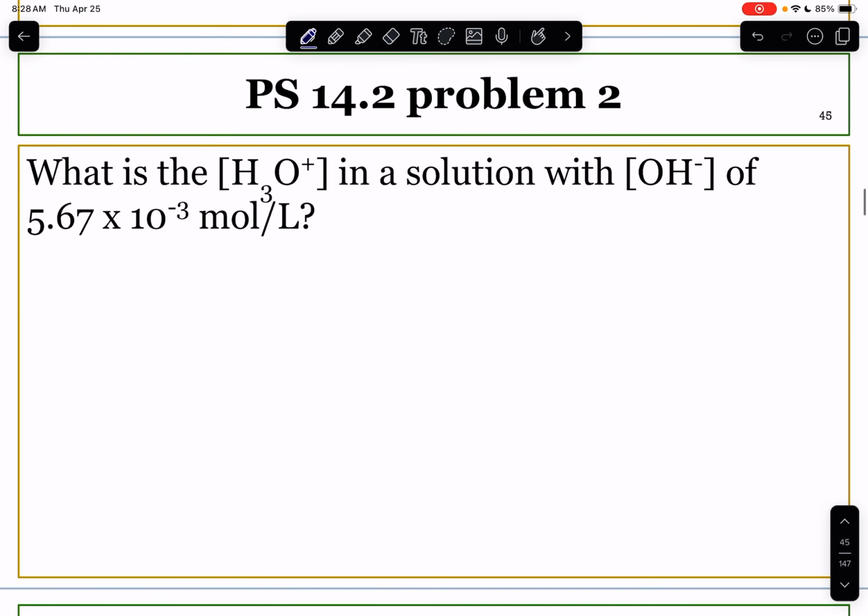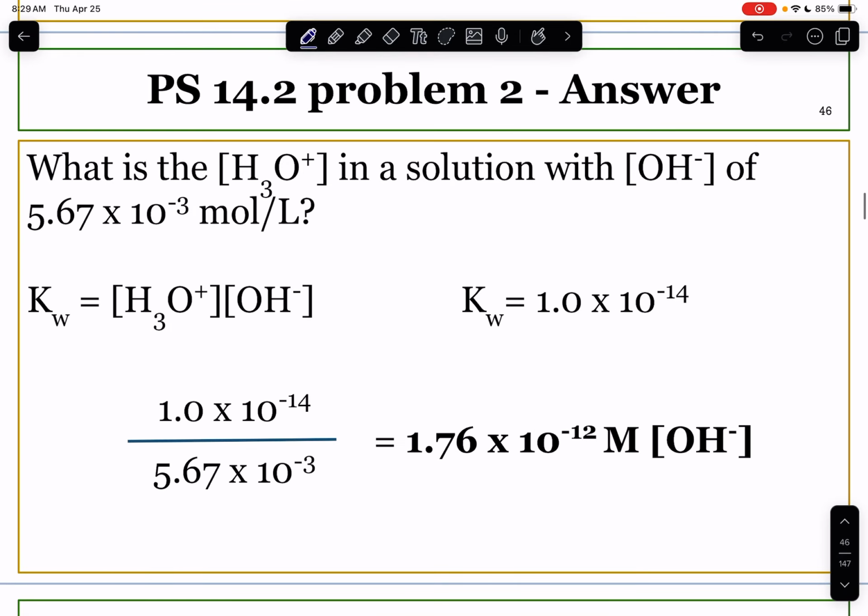Problem 2 from the 14.2 problem set. What is the H3O plus concentration in a solution with the hydroxide concentration of 5.67 times 10 to the negative 3 moles per liter? Pause to see if you can work this out. And here is the answer.